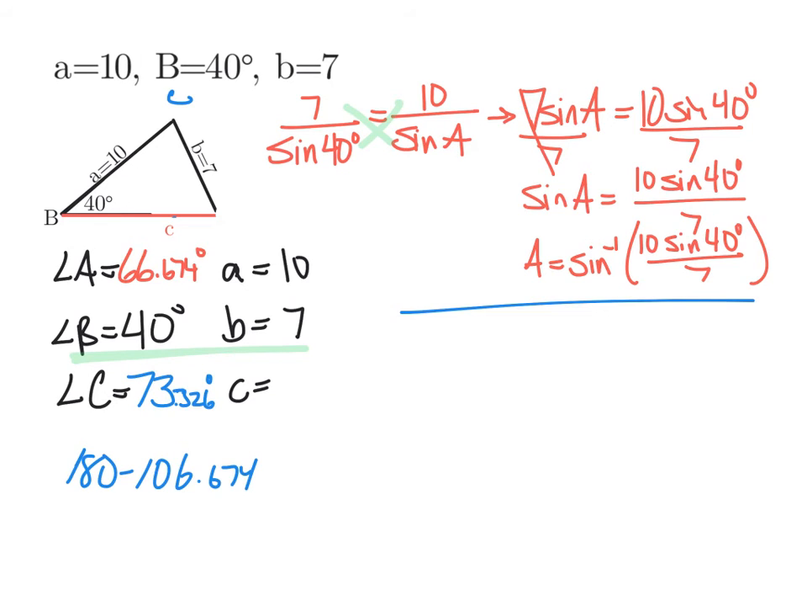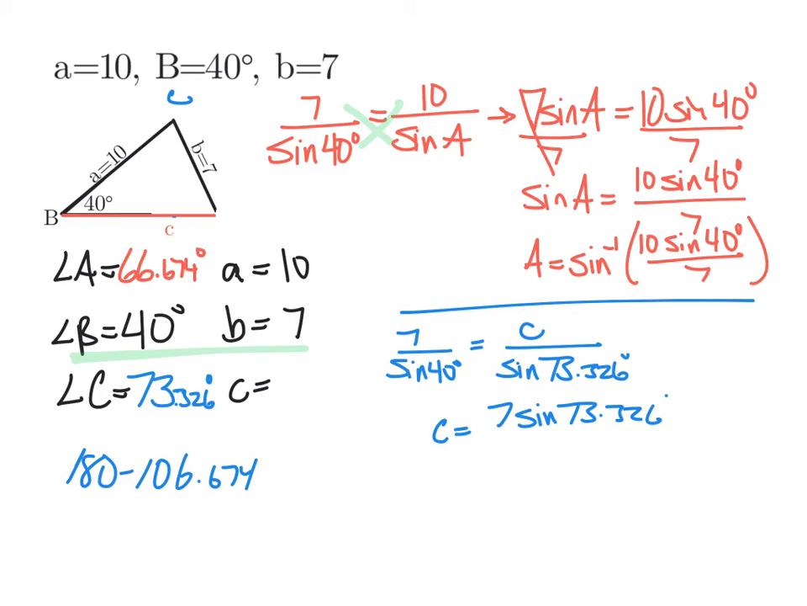So we'll use that and the law of sines to find that last side. So again, start with our 7 over the sine of 40. And for side C, we're going to use the sine of that 73.326 degrees. This one, because we're looking for that side, is going to be a lot easier to calculate because we just multiply by the sine on both sides, and we'll end up with 7 times the sine of that 73.326 degrees divided by sine of 40. And when you calculate that all out, you should end up with 10.432.